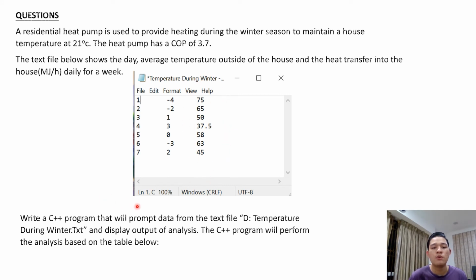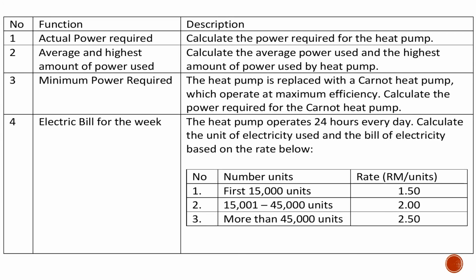Write a C++ program that will read data from the text file temperature during winter.txt and display the output of the analysis. The C++ program will perform analysis based on the table below. The program will contain 4 different functions. The first function is to calculate the actual power required by the heat pump. The second function is to calculate the average and the highest amount of power used by the heat pump. The third function is to calculate the minimum power required.